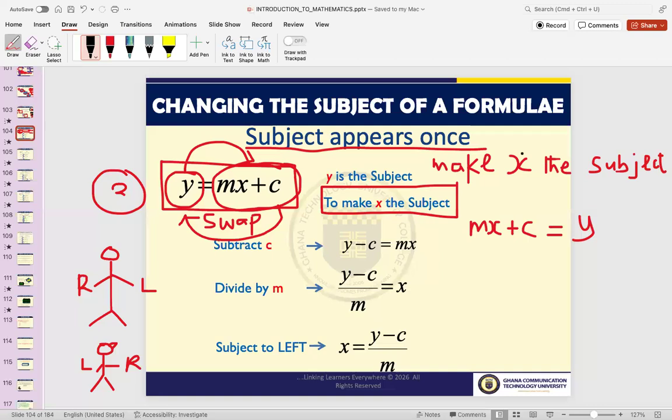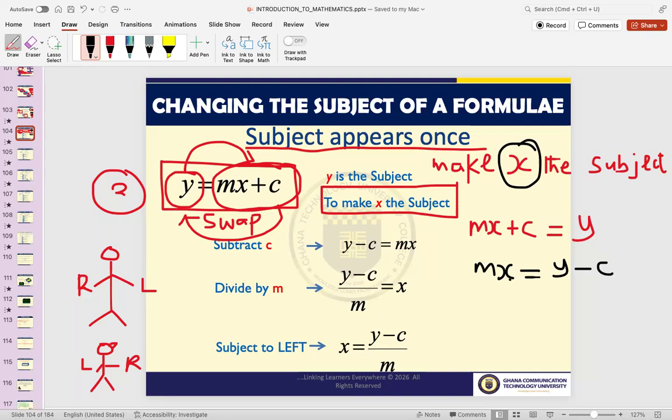We are being asked to make x the subject. So all other things will go so that x can stand alone here. So c will have to move. We have mx equals y is there already. C is going to join. C is positive, so when it crosses the equal sign, it becomes a negative, like this.